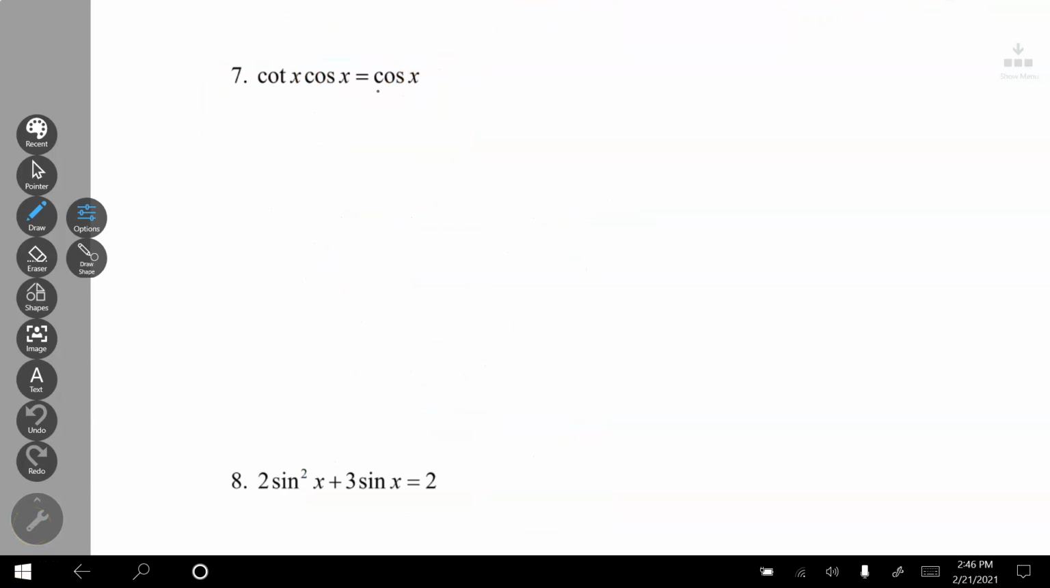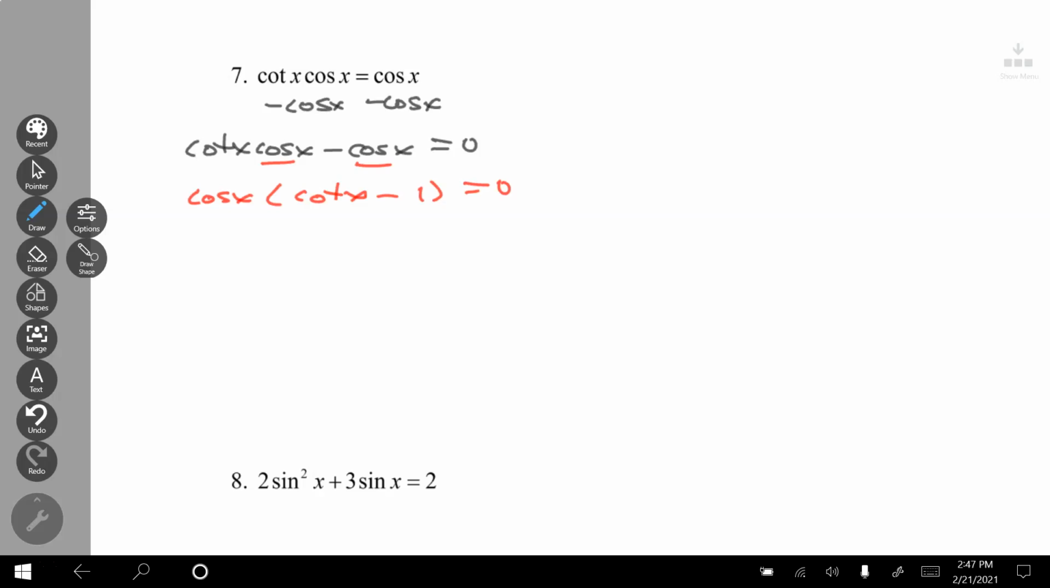Okay, again, it looks like I have a problem that's not equal to 0, so I better bring it over to the other side by subtracting it. I have cotangent x cosine of x minus cosine x is equal to 0. And I do notice that there is something in common, and what they have in common is cosine, so I get cosine of x, parentheses cotangent x minus 1. Don't forget your minus 1. This is an easy one to do. Cosine of x is equal to 0. When does cosine equal 0? Well, that's the top of the circle and the bottom of the circle.